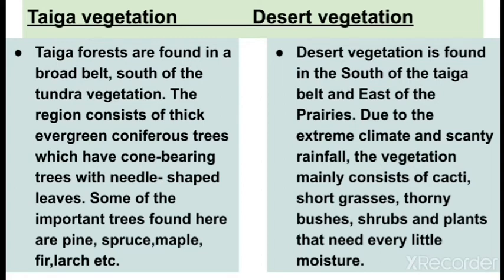In the desert vegetation you'll write desert vegetation is found in the south of the taiga belt and east of the prairies. Due to extreme climate and scanty rainfall, the vegetation mainly consists of cacti, short grasses, thorny bushes, shrubs as well as plants that need very little moisture. So these are all the differentiate questions from chapter number 8.